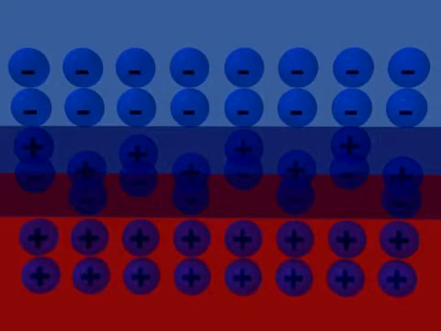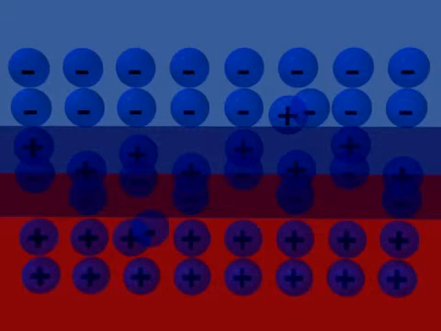Consequently, an internal electrical field builds up at this transition that does not permit electrons and holes to jump into the other layer. However, if photons hit the silicon layers, electron-hole pairs will be created.